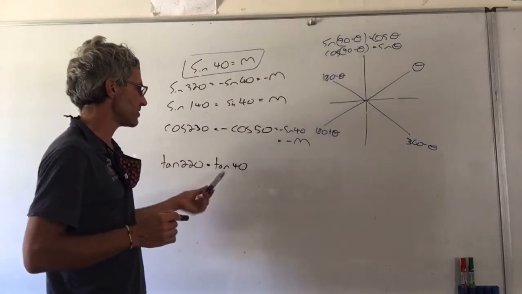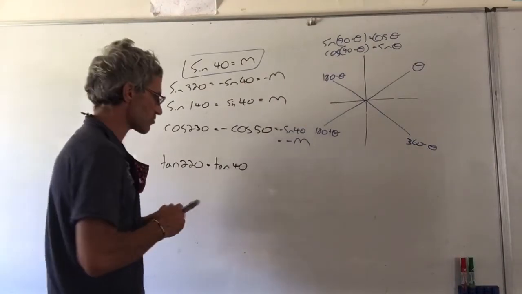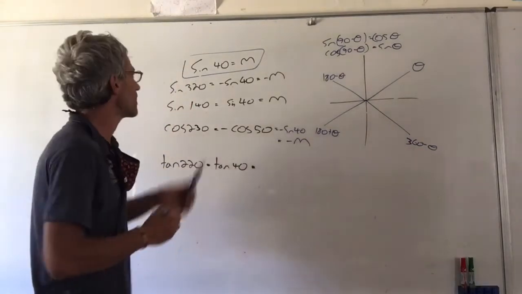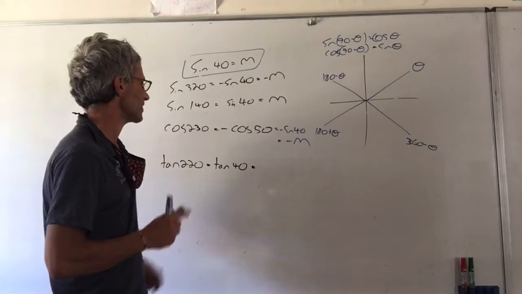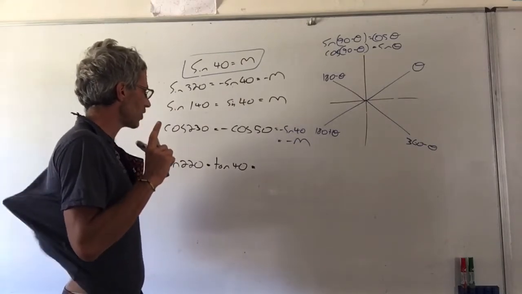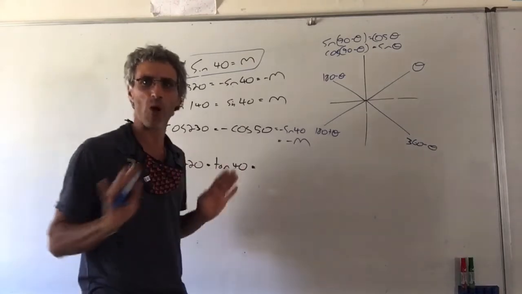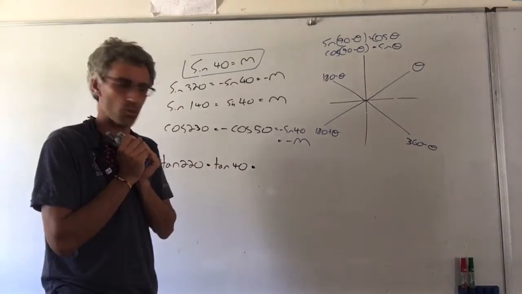But the problem is, for tan, what do I need? For tan, I need a sine and a cosine. And I only have the sine. I don't know what the cosine is. Now I can do a little trick here, but I won't do it. I will use what they use in the textbook.